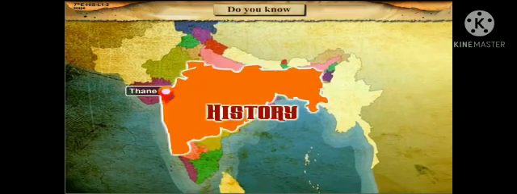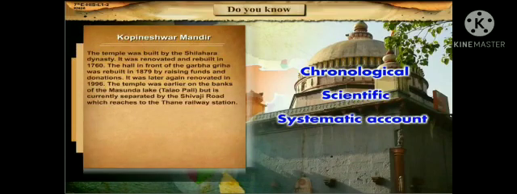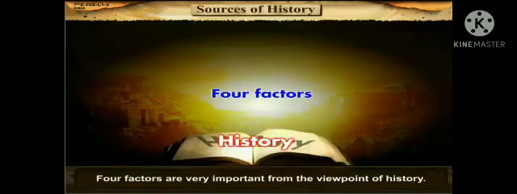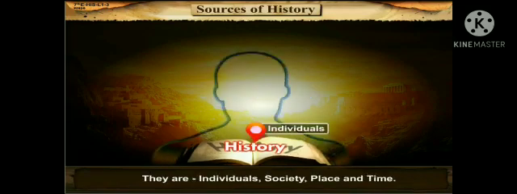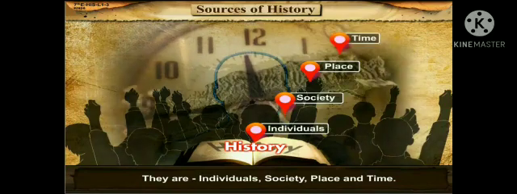Do you know the history? It is given in the chronological order, that means in proper order. Scientific reason, systematic account. Sources of history. Four factors are very important from the viewpoint of history. They are individuals, society, place, and time.